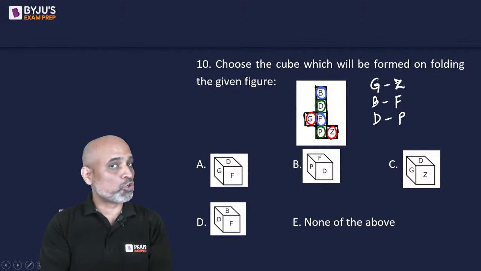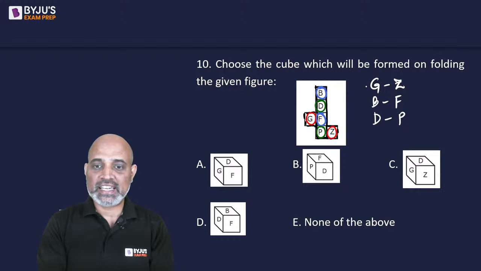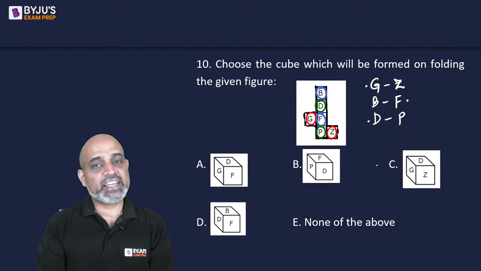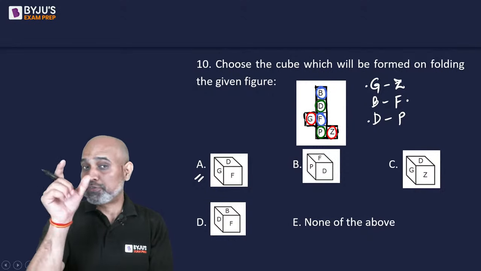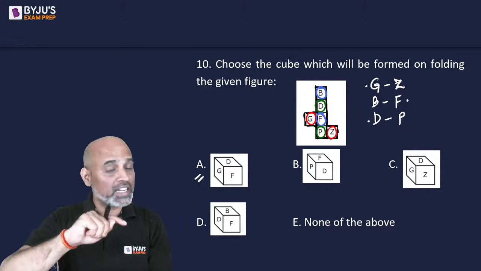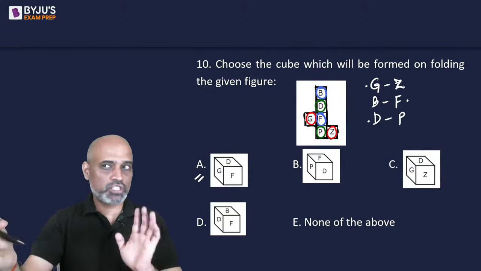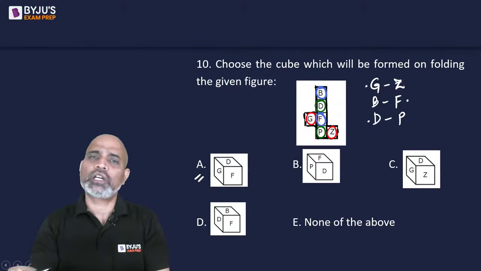Now we'll have to go option by option because we can have a lot of scenarios. First one is GDF. Is it a possibility that GDF will happen? Yes, it's very much possible. Why? Because for every pair of opposite faces, only one letter should appear. You can't have G and Z both visible because they're opposite. In opposite faces you can see either this or this. How can you see both?